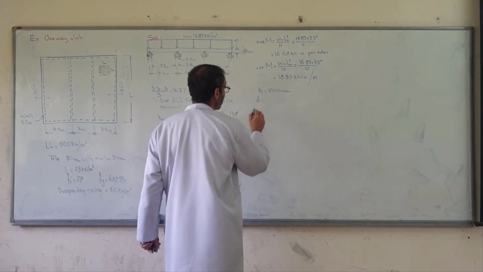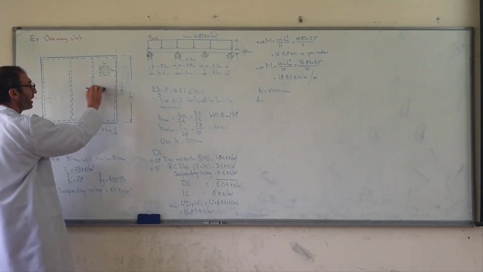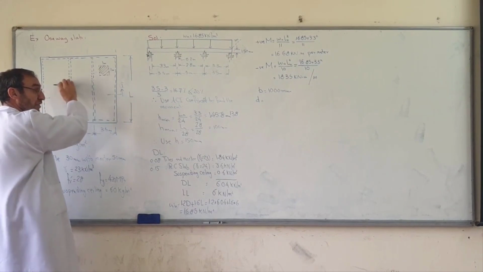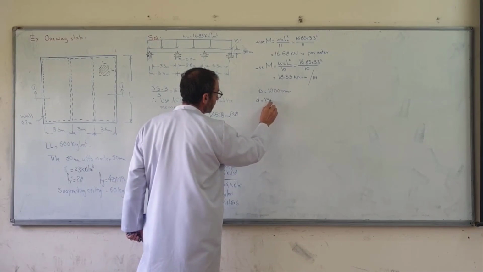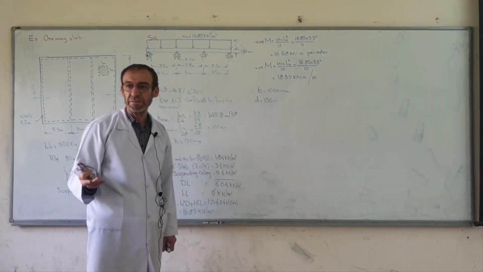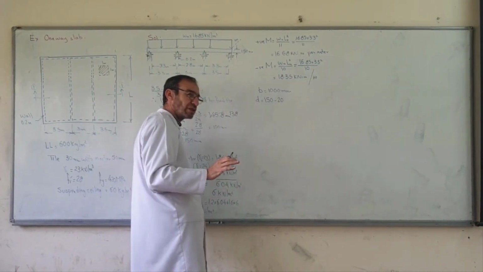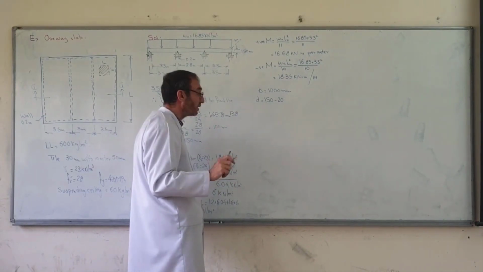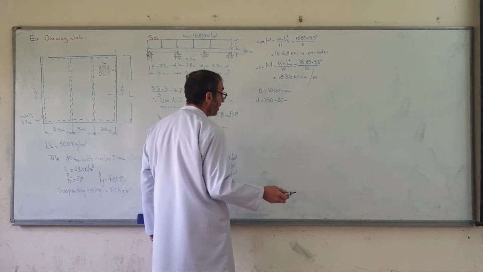D is equal to what? Here we have 2D. D is the main direction. The thickness is 150, so d is 150 minus the cover in the slab. The cover is minimum 20 millimeters, minus the stirrup.